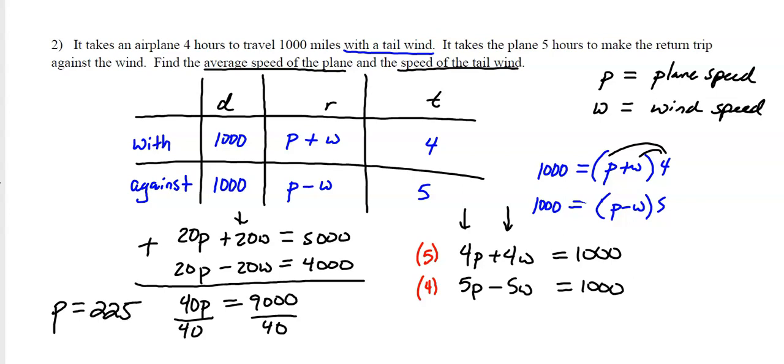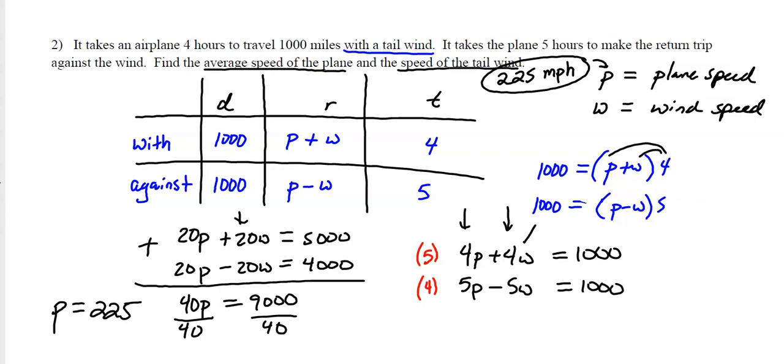So it looks like I've got the plane speed. The plane speed is 200, not 55. I guess I'll fix it like that. 225 miles per hour is the plane speed. And if I plug that back into an equation somewhere, it doesn't matter which equation it is, I should be able to get the other one.